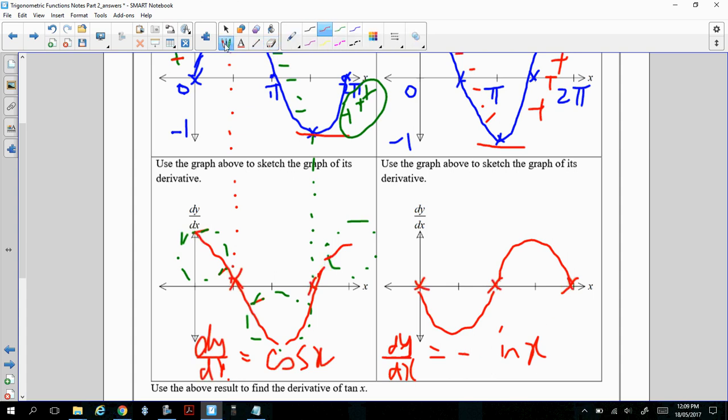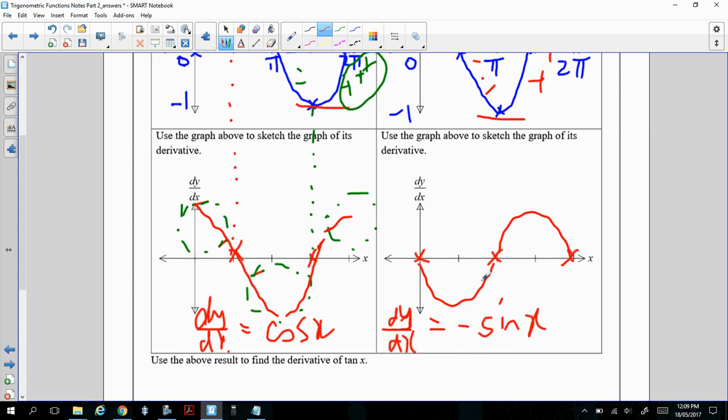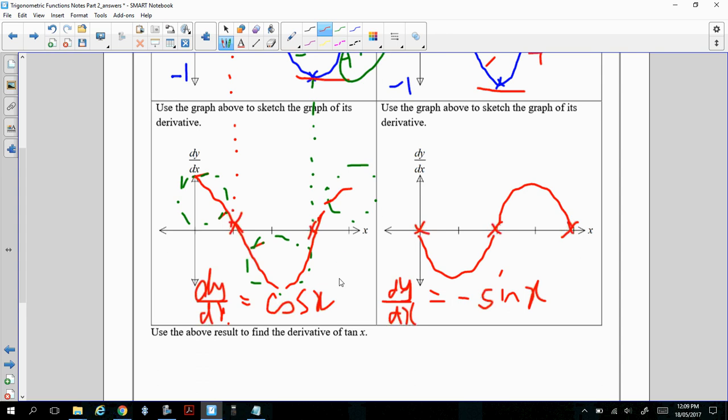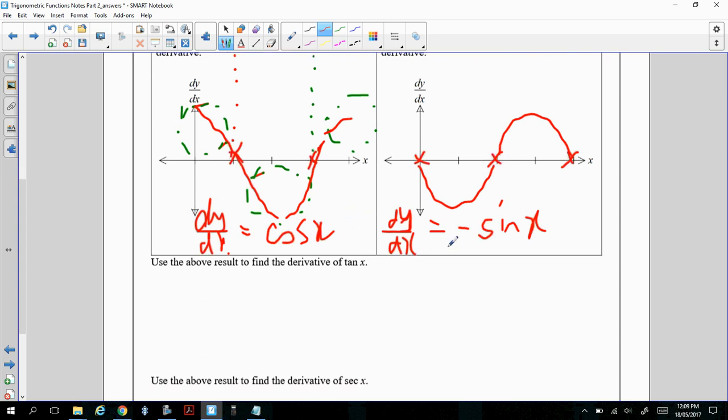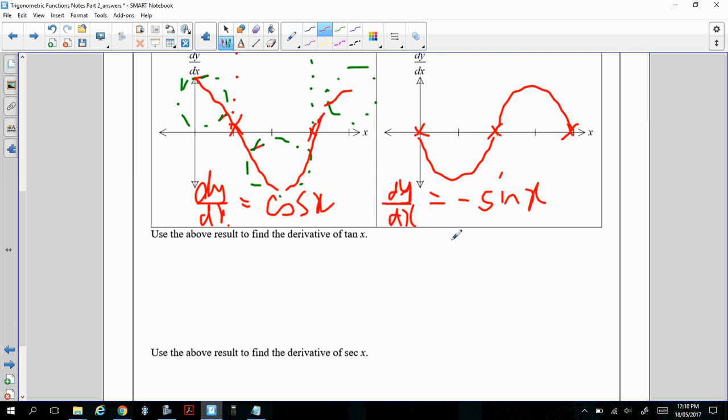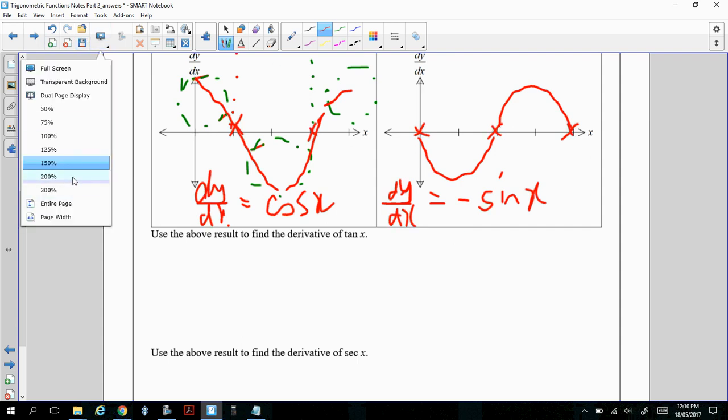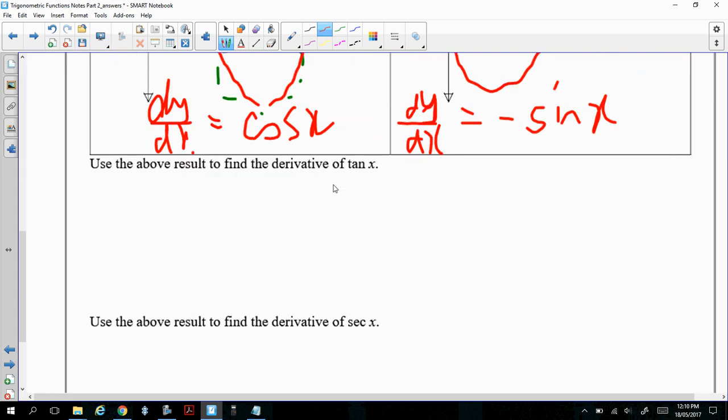Now we can see the connection between the derivative and the graph. But this is not a proof. We'll look at the formal proof later on. We can use this result to get the derivative of tan. To get the derivative of tan, we use the fact that tan can be written as sine x over cos x, which means I can use the quotient rule to differentiate tan.